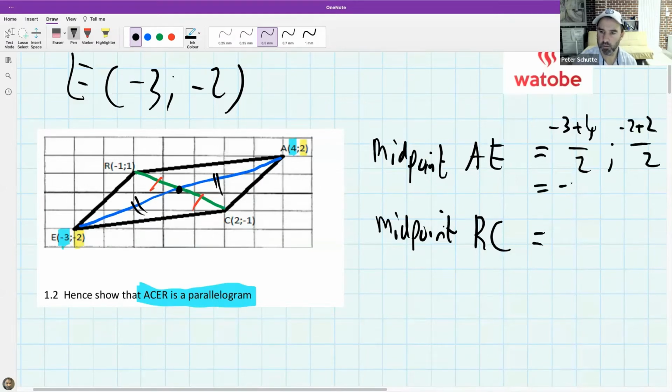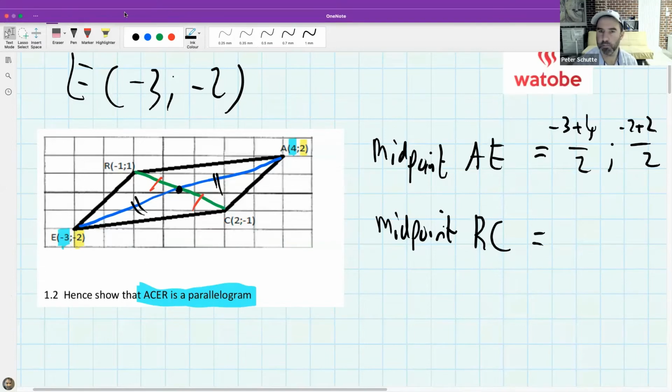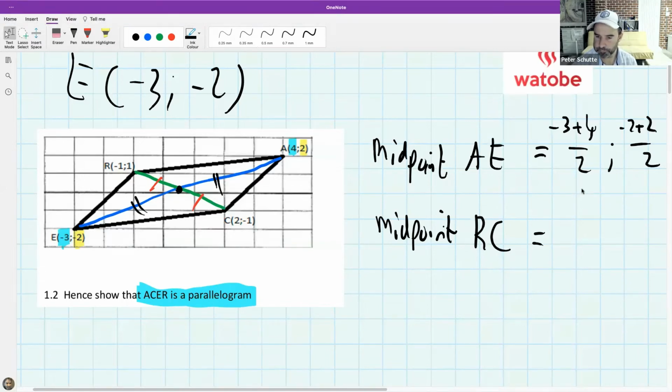What do I get? Oh, wait, no. Okay, I'll give that a bit of time still. I think students need a bit more time. Let me try and find the chat block. So once you have got your midpoint, just see what stands out about them. Just compare them and see what you get.